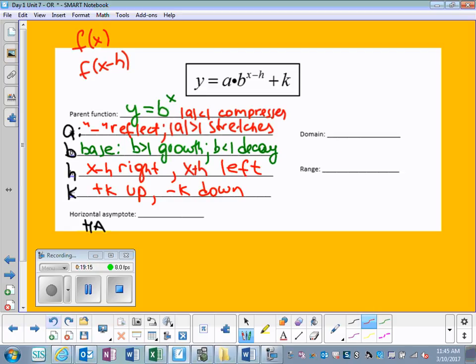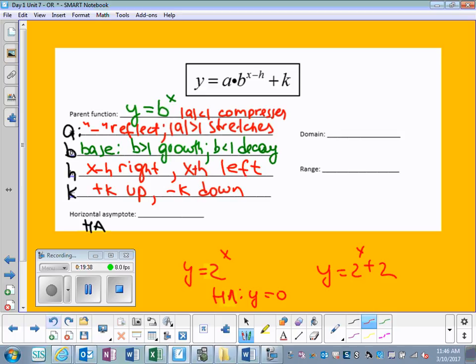So now let's think about it without even examples. If I start with the function y equals 2 to the power of x, what was my horizontal asymptote? The horizontal asymptote was y equals 0, the x-axis. What if I say y equals 2^x plus 2? What should I do with my graph, the whole graph? The whole graph goes up. So what do you think the new horizontal asymptote is? y equals 2. So can we now generalize?